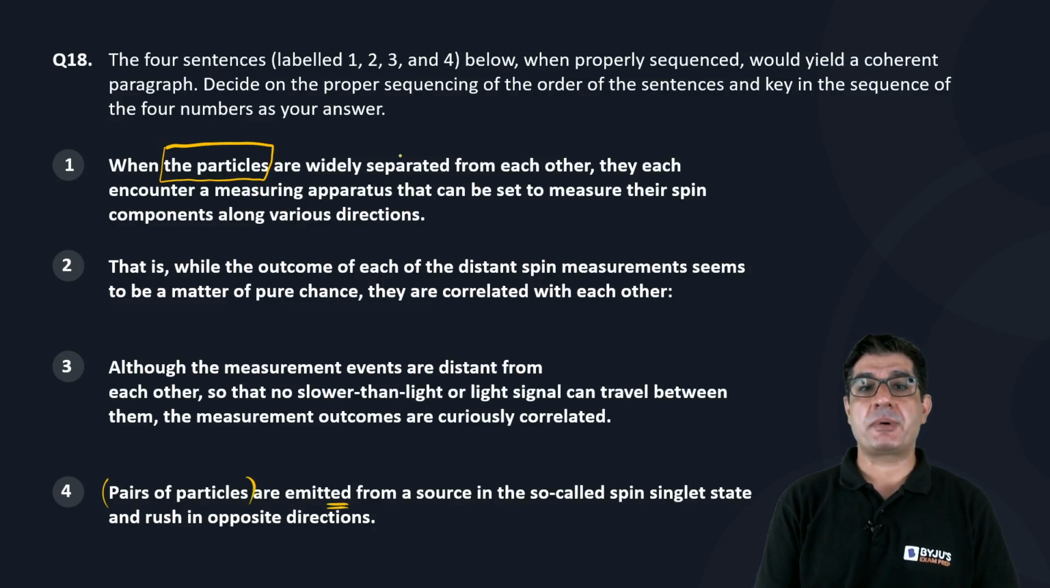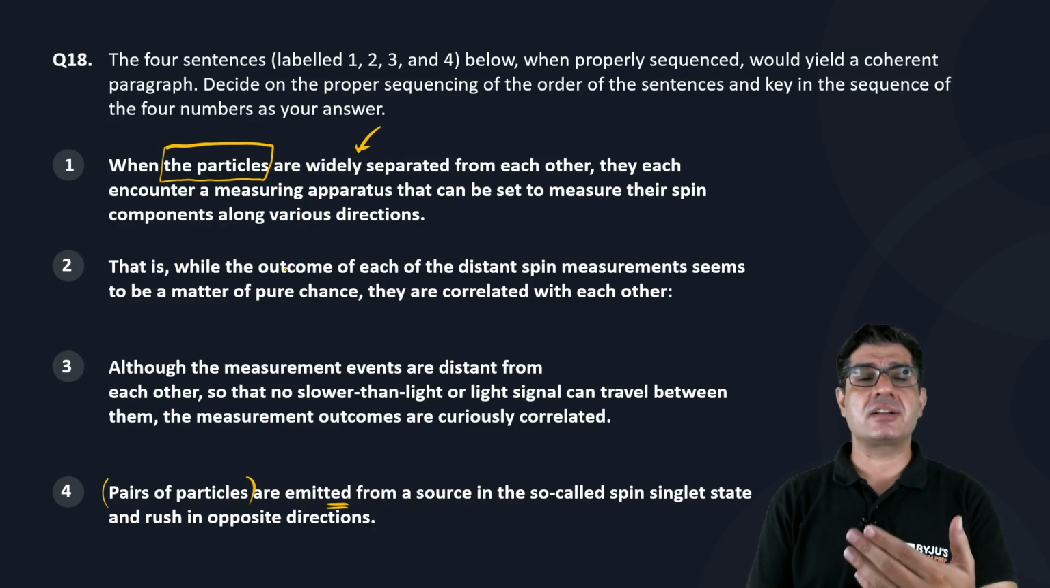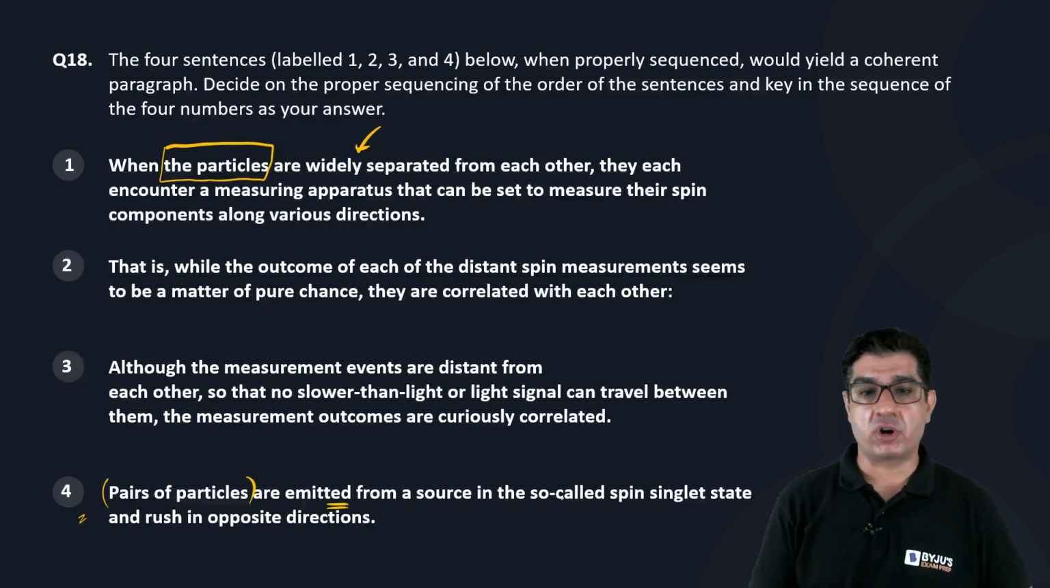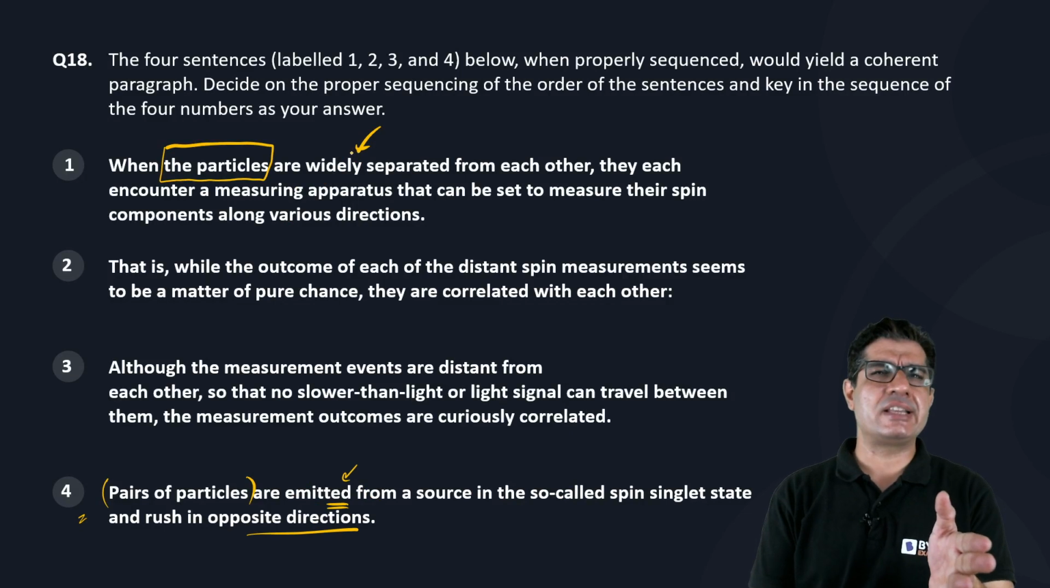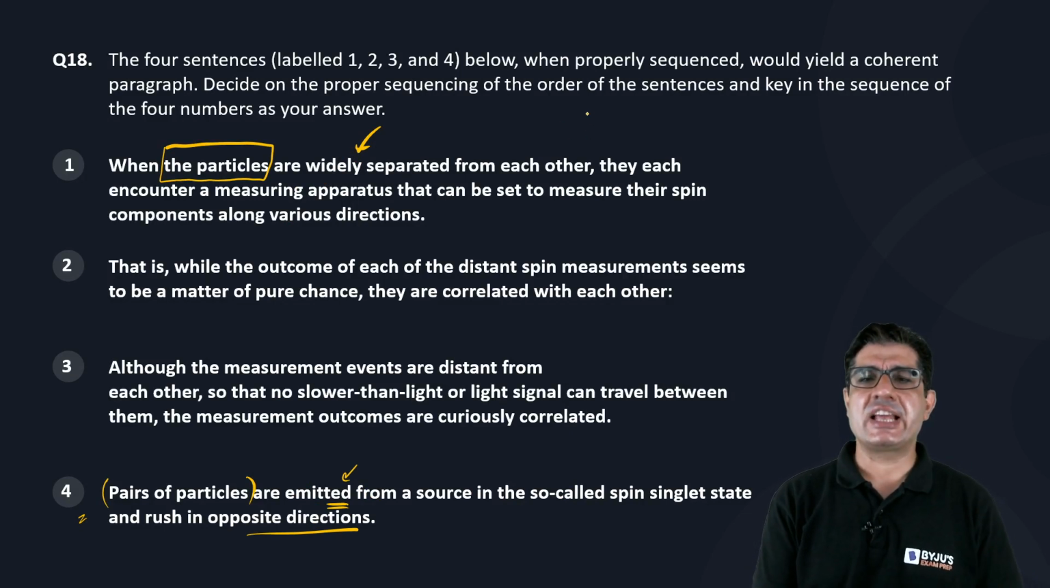So when you say when the particles are widely separated, we are talking about the particles that are mentioned in sentence 4. After all, in sentence 4 they are being emitted and then they rush in opposite directions. So when the particles are widely separated, that essentially helps us connect 4 and 1 together.